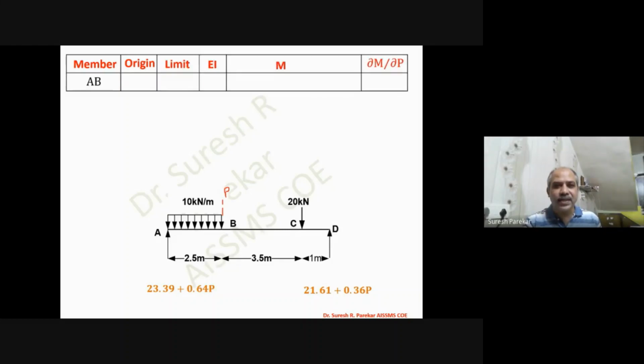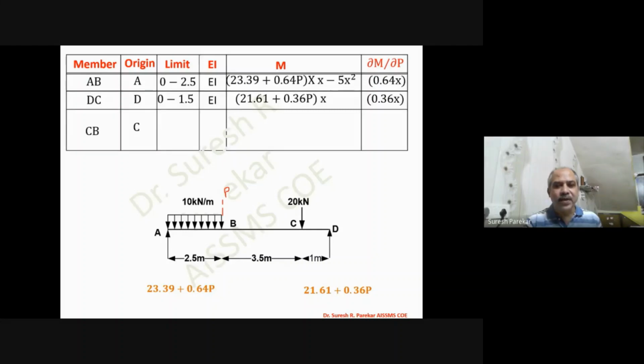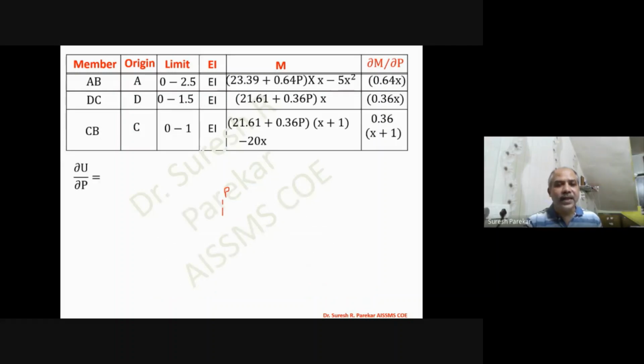Now I will not again explain this. You can see this A to B, origin A, 0 to 2.5, 23.39 plus 0.64 P x minus 5x square. So 10x square by 2, I directly marked it as minus 5x square. Then 0.64x. Then for DC, 0 to 1.5, EI, 21.61 plus 0.36 P into x, so 0.36x. And similarly for CB, we will get 0 to 1, EI, and then we are going to get this 0.36x plus 1.